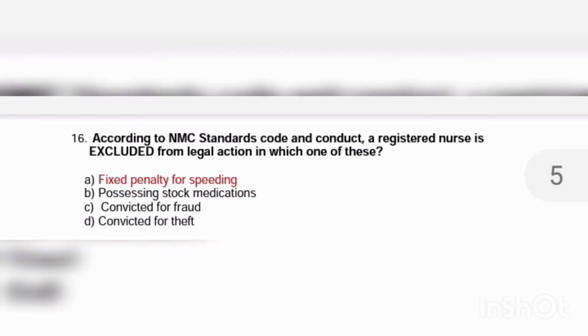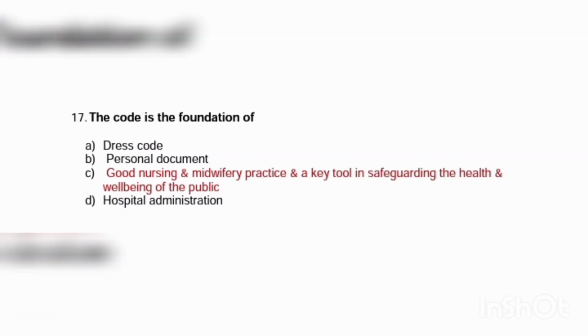Question number 16. According to NMC Standards, Code and Conduct, a registered nurse is excluded from legal action in which one of these? Option A, fixed penalty for speeding. Option B, possessing stock medications. Option C, convicted for fraud. Option D, convicted for theft. Option A is the correct answer.